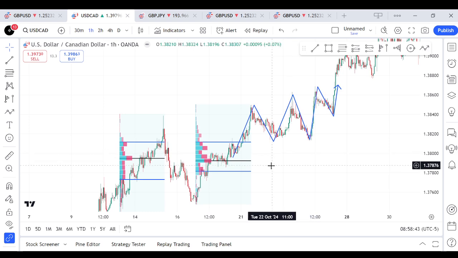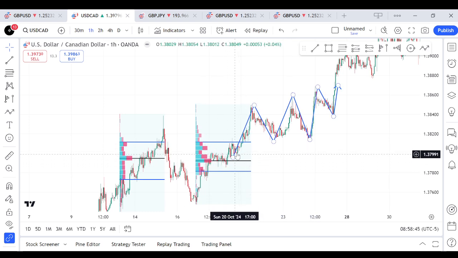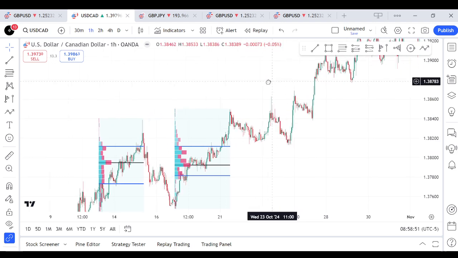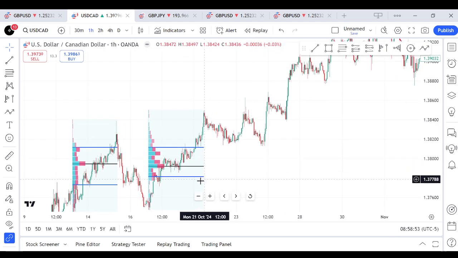So we were able to use the high volume nodes, which is this. You can see there's significant trading activity happening around here, which gave us a sign that we should be looking to enter trades from here.